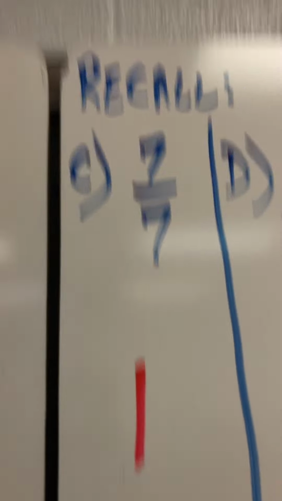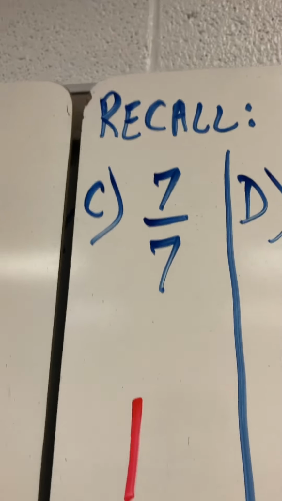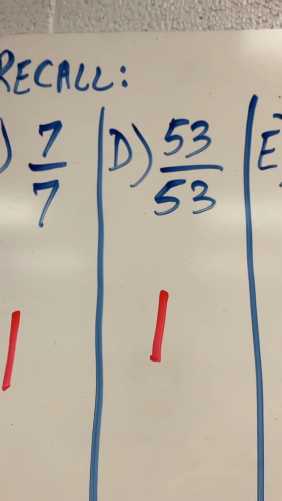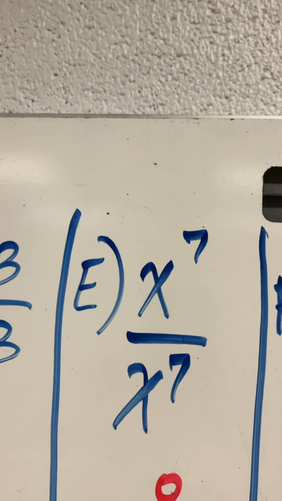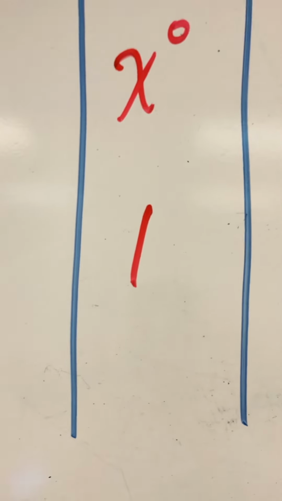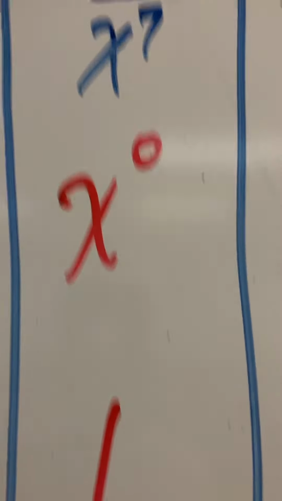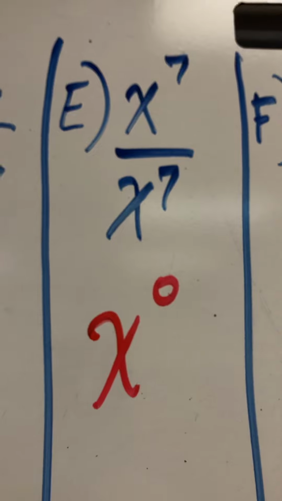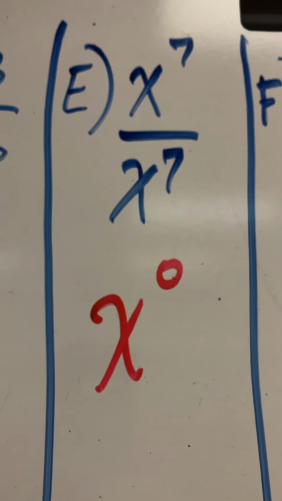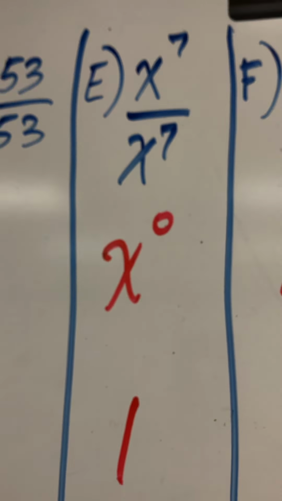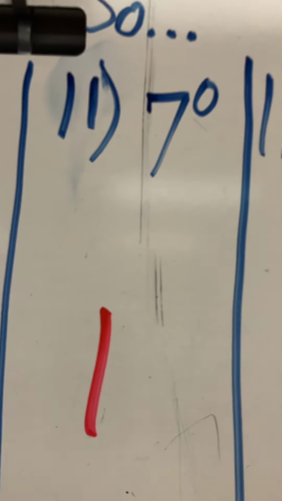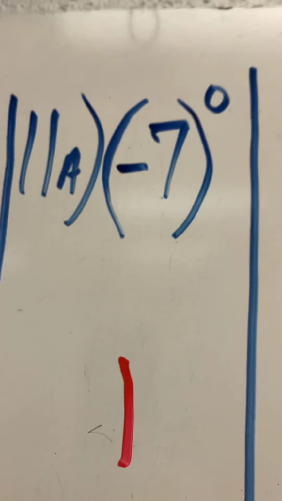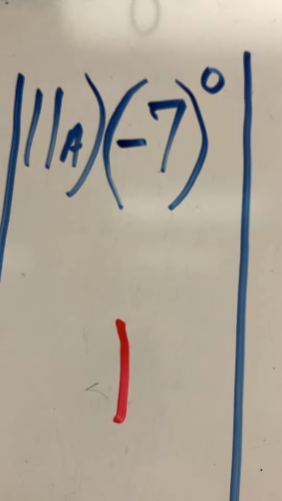Now, 7 over 7 is 1, right? 53 over 53 is 1, right? X to the 7th over x to the 7th is 1, right? So would it make sense that x to the 7th over x to the 7th is x to the 0? Anything to the 0 power is 1. M to the 0 is 1. 7 to the 0 is 1. Negative 7 in parentheses to the 0 is 1.